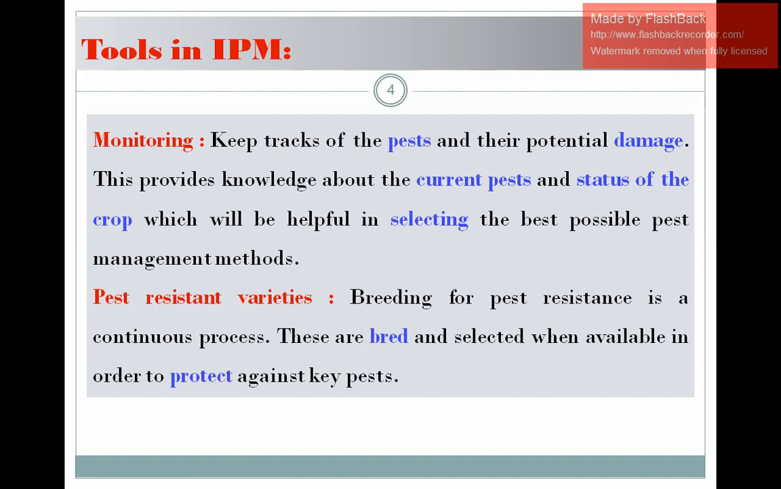Another tool used in IPM is pest resistant variety. In pest resistant variety, the crop growing in that particular field is resistant to those pests present in that field. That means the pests cannot cause any harm to that particular crop field.